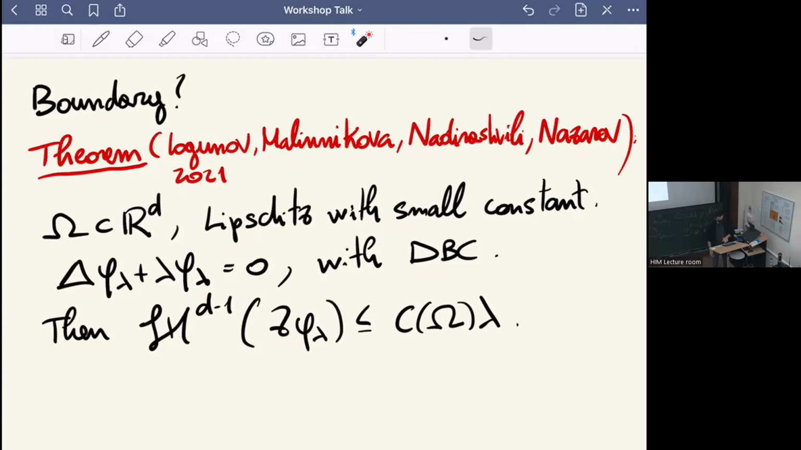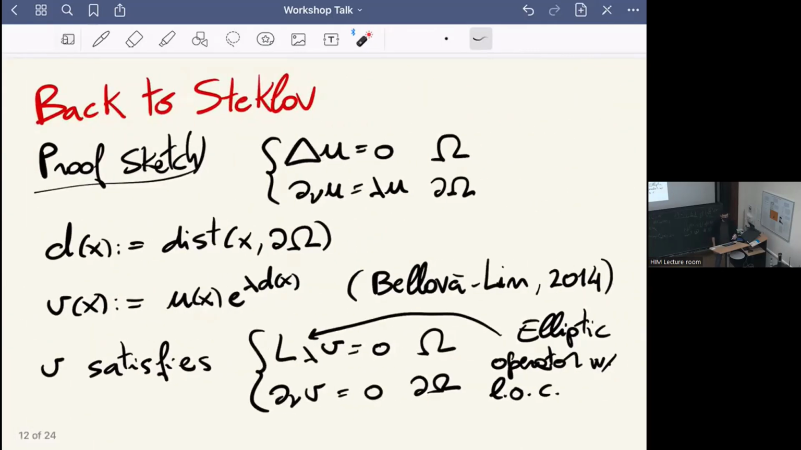Let me go back to Steklov, and I will remind you what the problem is, just so that you don't forget it. The first thing I want to do is a trick that I learned from a paper of Belova and Lin that came out in 2014, which, under high enough regularity, allows me to get rid of the boundary in a way and consider an elliptic equation in an open set. I will need this point of view, so let me briefly explain what this is.